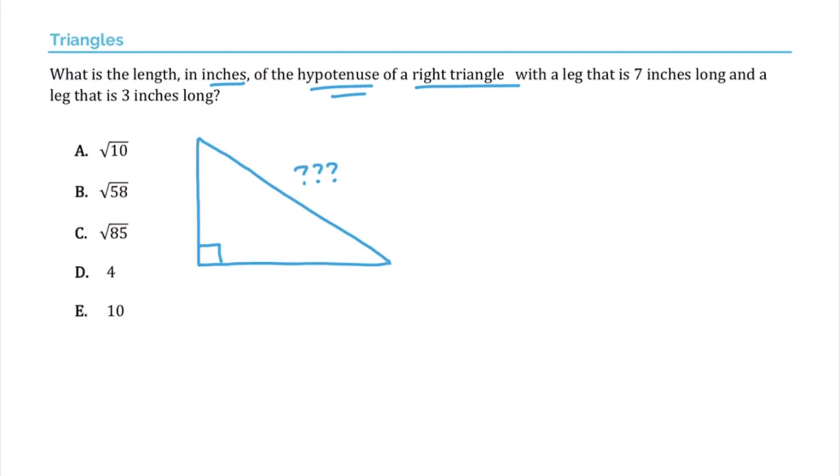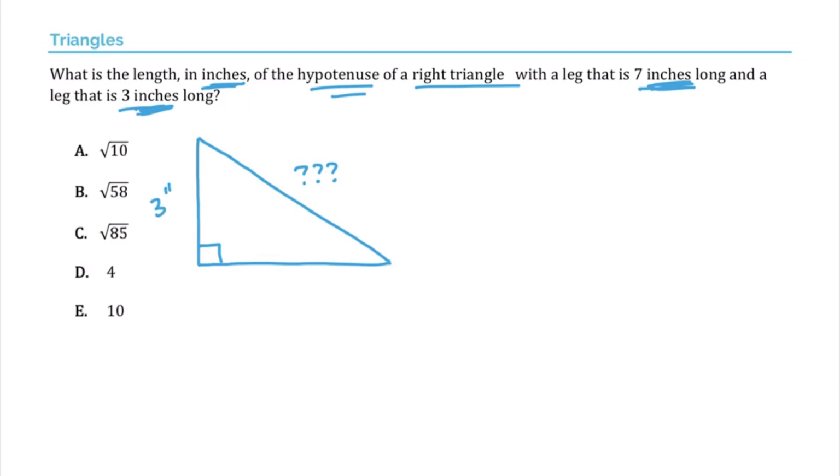Now they tell us that one leg is 7 inches and the other one is 3 inches. The good thing here is that our units are inches, inches, and inches. So we don't have to worry about changing our hypotenuse answer to a different unit. They're all the same, inches.